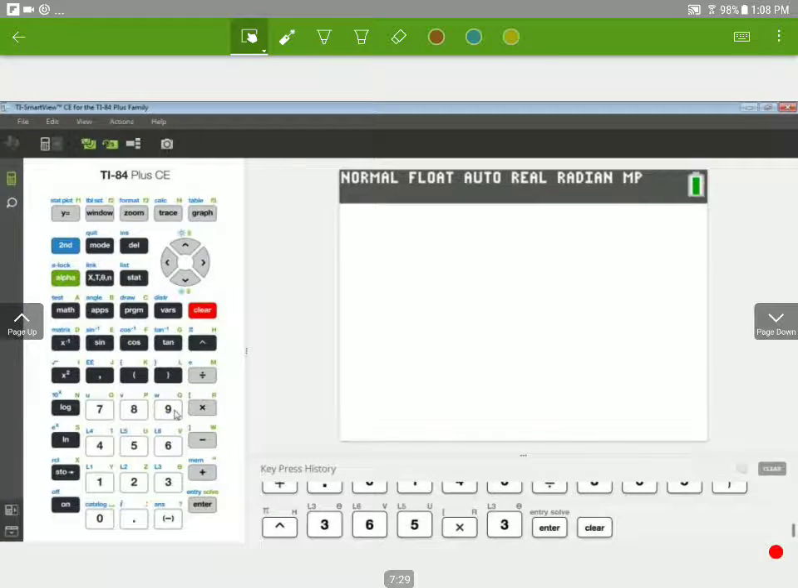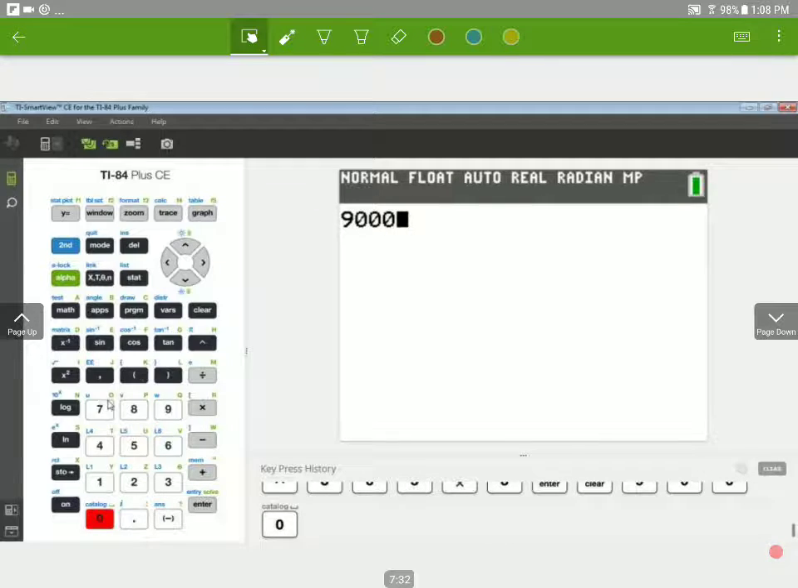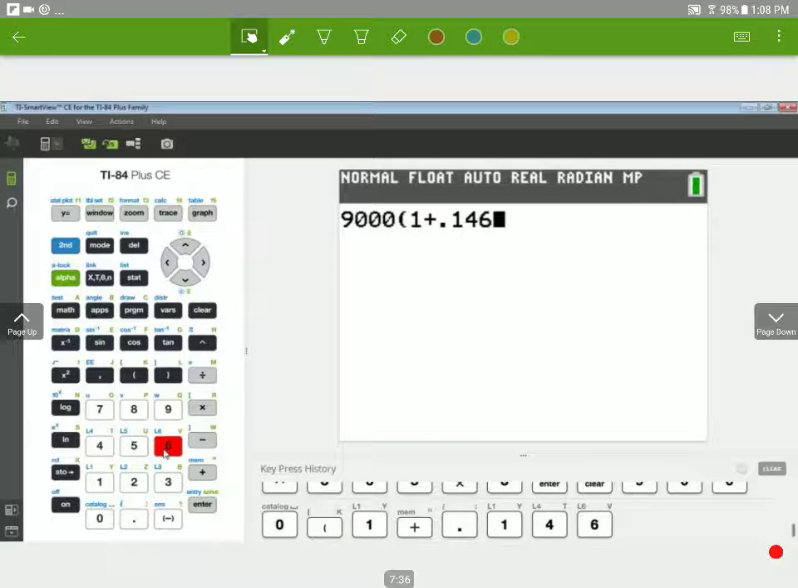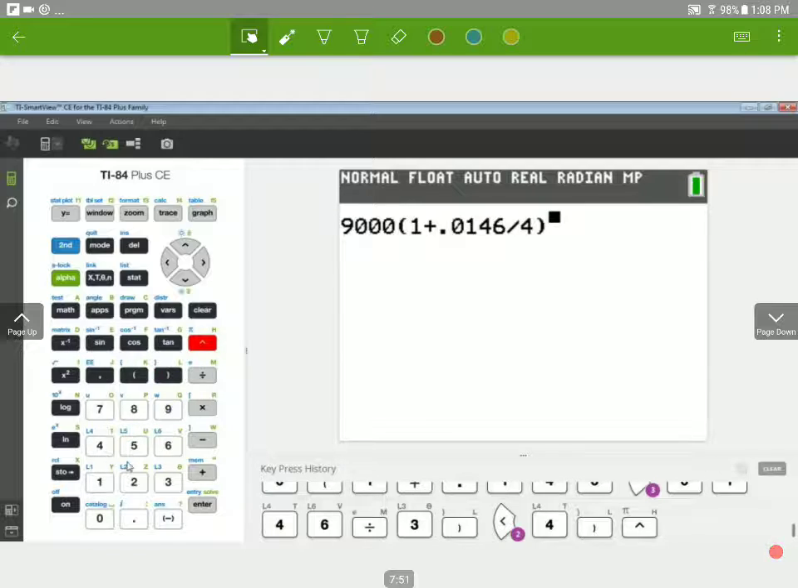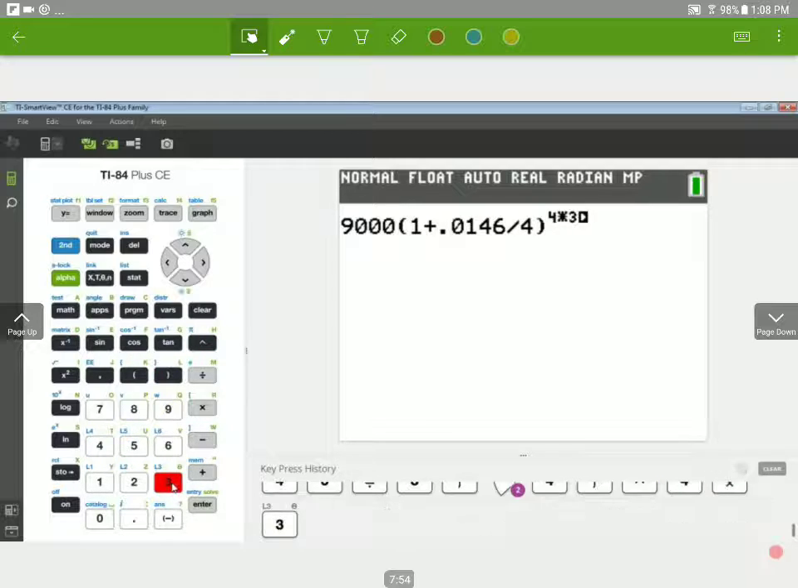It is 9,000 parentheses 1 plus 0.0146. Oops, I dropped the 0. Is it 6 or 3? 6. Divided by 3. That's where I got the 3 from. Oh, is it 4? Thank you. To the 4 times 3. All right. Feel free to make it look exactly like what you have on your page. And yes, use a division sign for your fraction if you haven't figured that out yet. That would be a great time to let that sink in. And then hit enter.